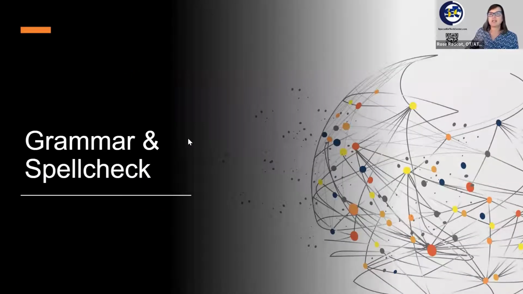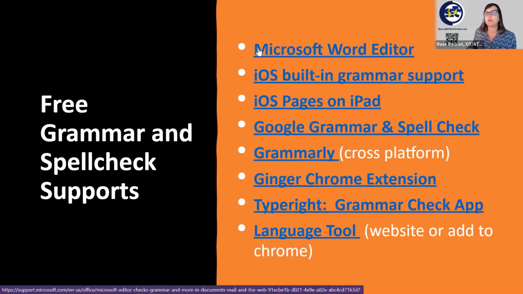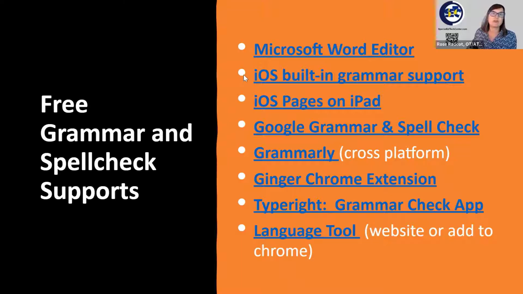All right, so let's launch into grammar and spell check. What I did is I started with free tools, right? We all want to use what we have, what's built into our system. Try to consider iOS platform, Microsoft platform, Windows, and then also Google. These are all live links if you want to learn more. I think 70% of our state is on Chromebooks or using Google as their primary platform.